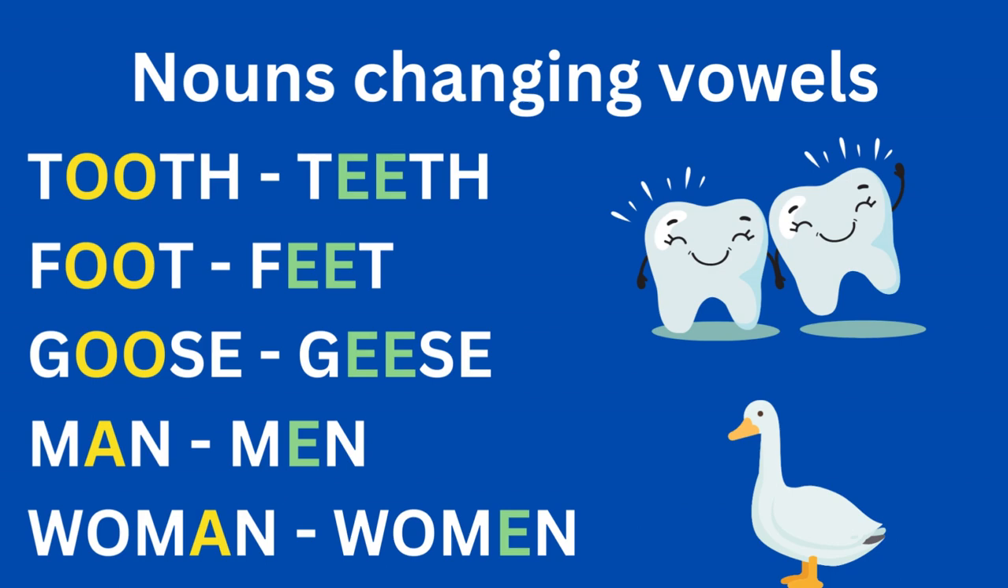As you can see here, some nouns are changing their vowels in the plural form. So, we have one tooth, but several teeth. One foot, but two feet. Goose and geese. And of course one woman, but several women, and one man, but several men.